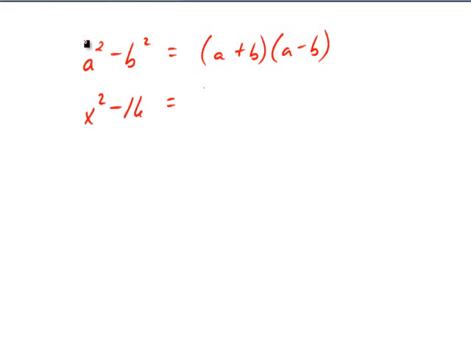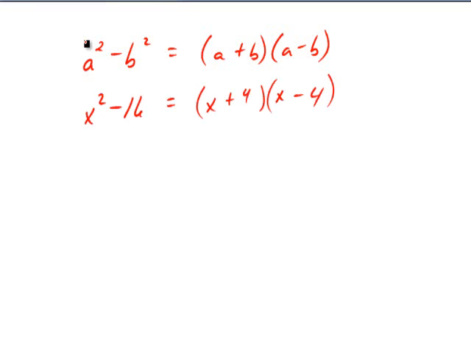The pattern that we follow for the difference of squares is that the difference can be broken up into a sum and a difference, a plus b times a minus b. As an example, x squared minus 16 can be broken up into x plus 4 and x minus 4.